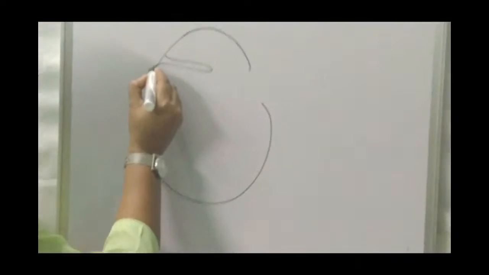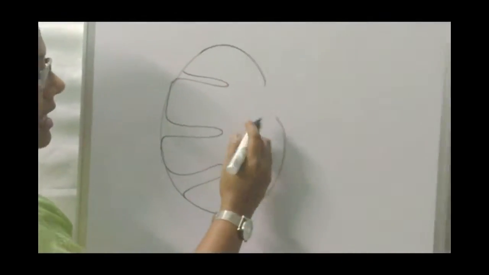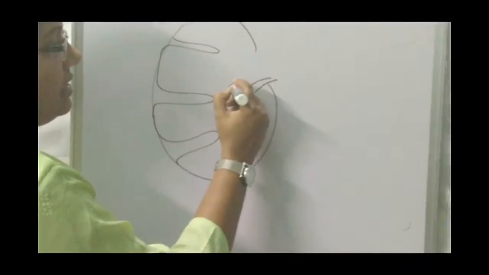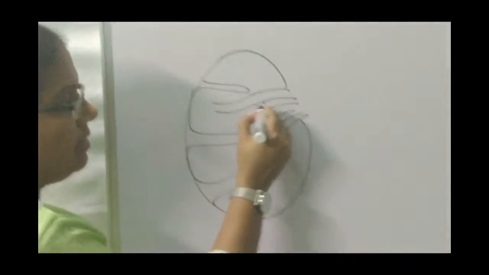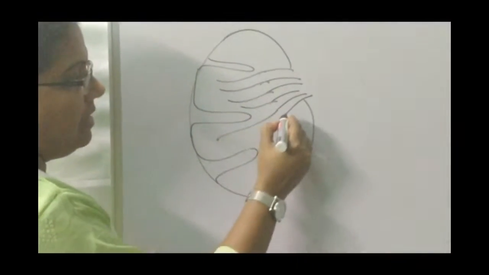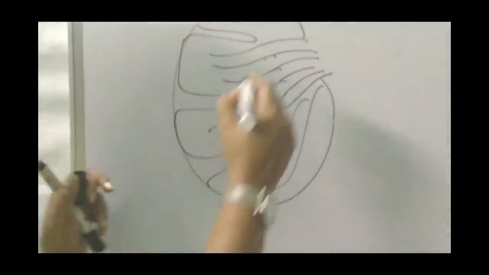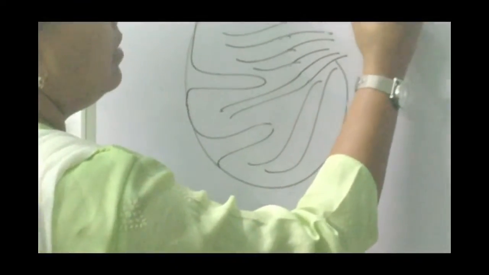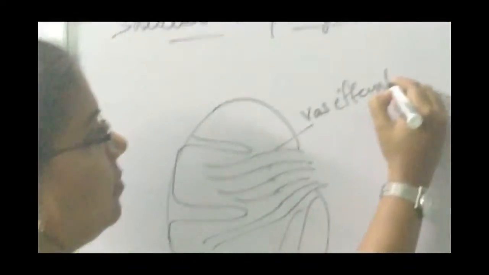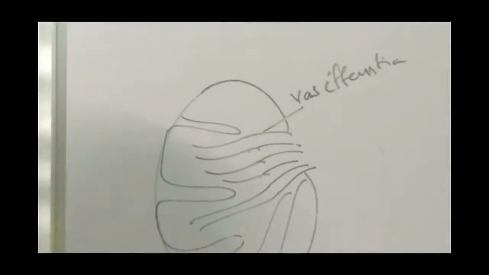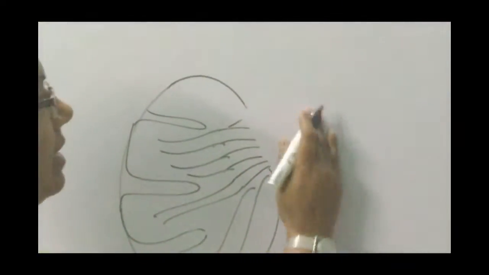Here, the seminiferous tubules are in locular compartments. Each compartment is connected to the vasa efferentia. A number of seminiferous tubules connect to the vasa efferentia. Each vas efferens is connected to the epididymis. And now let me draw the epididymis.